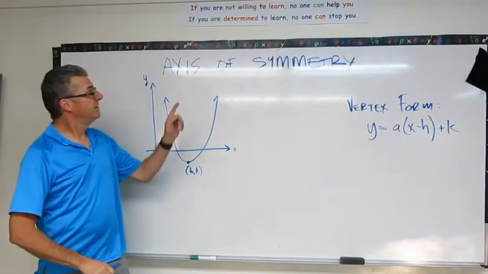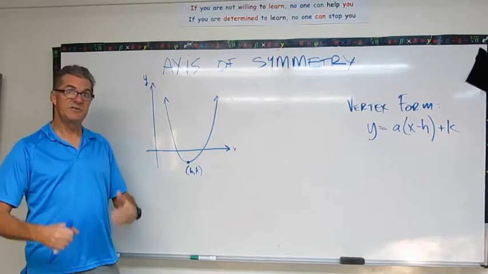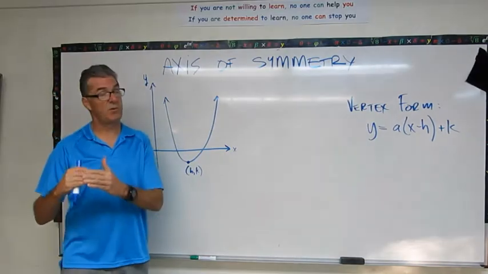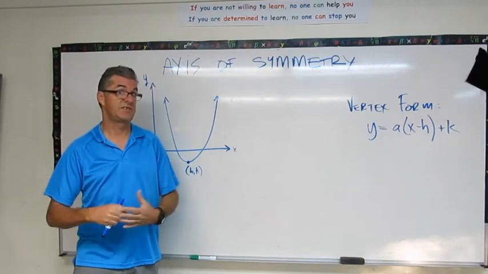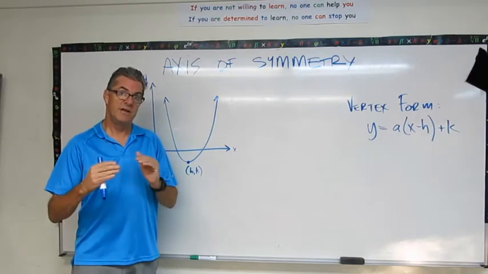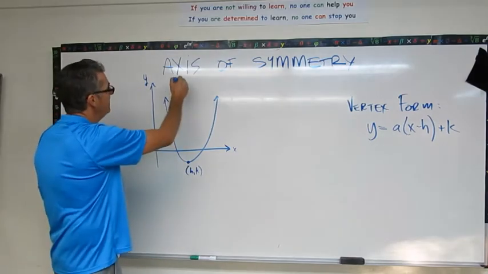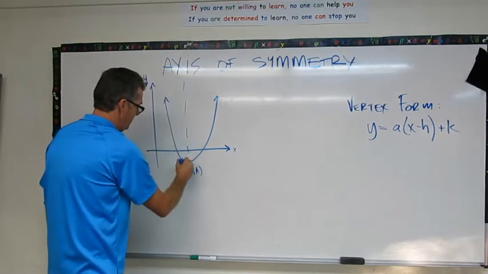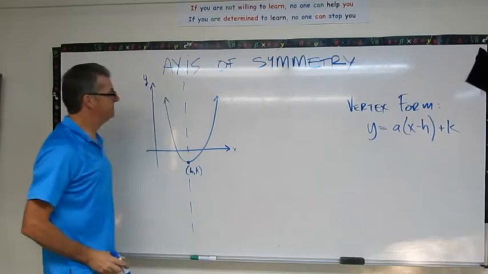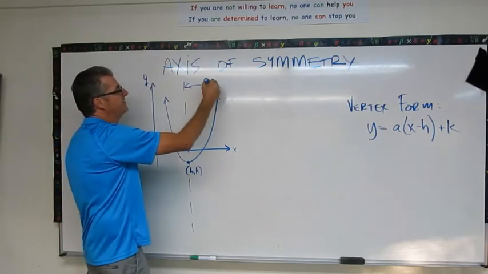Today's topic, the axis of symmetry. This is a really good feature of a parabola that you can use when you need to sketch a graph. So the axis of symmetry runs right through the vertex. It's a vertical line that basically just does that. This is the axis of symmetry.